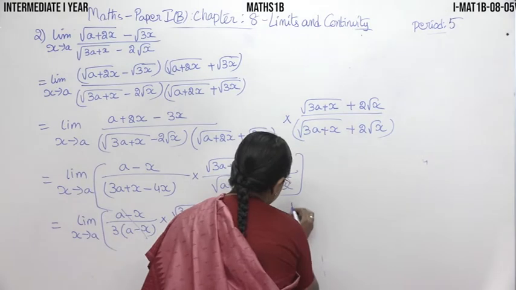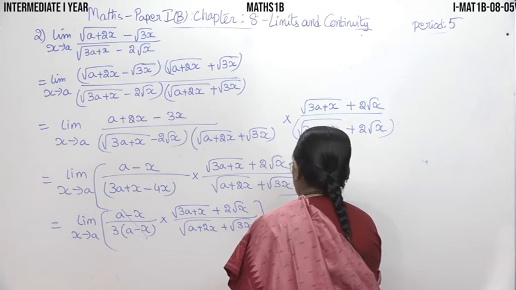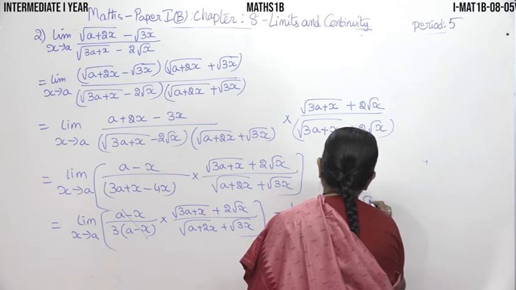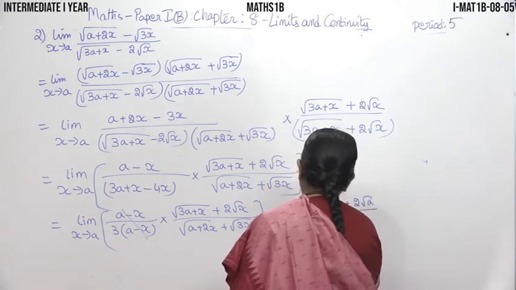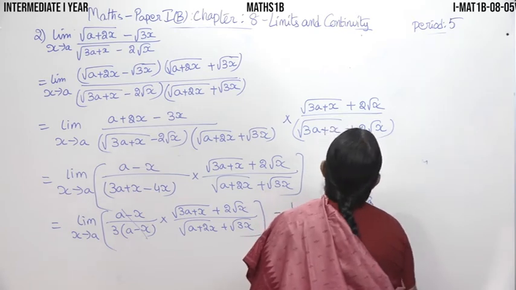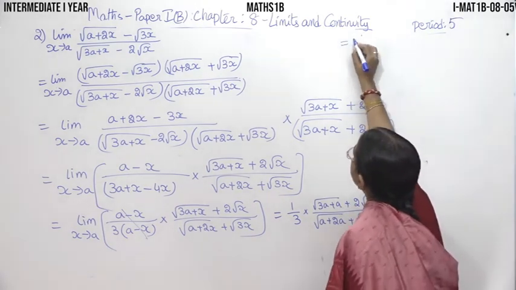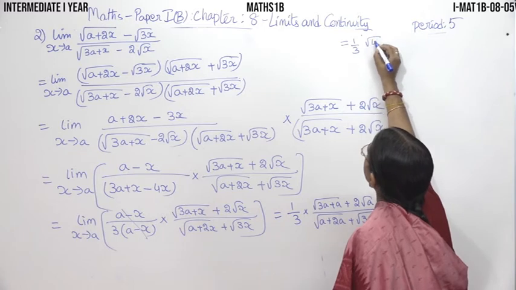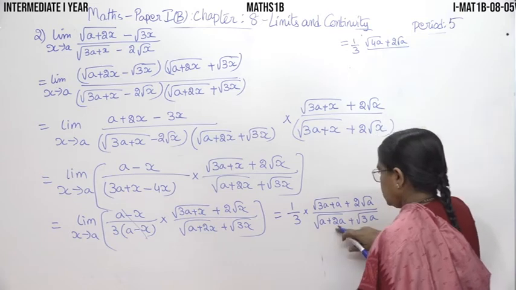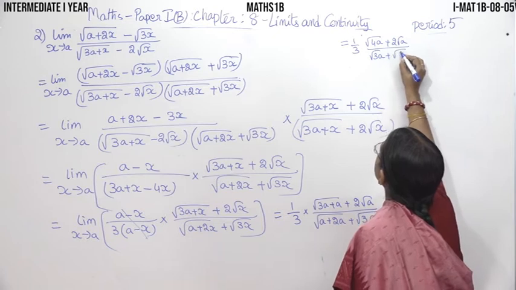So the limit is 1 by 3 into, now substitute, put x as equal to a. 1 by 3 into root of (3a plus a) plus 2 root a by root of (a plus 2a) plus root of 3a. So this is root 4a plus 2 root a. So it is equal to 1 by 3 into root 4a plus 2 root a by, this is root 3a plus root 3a.